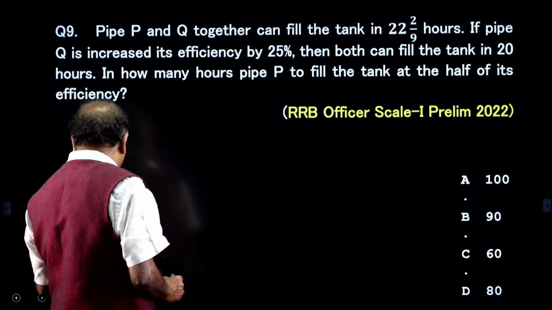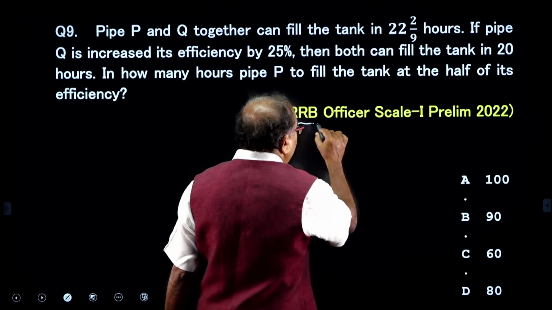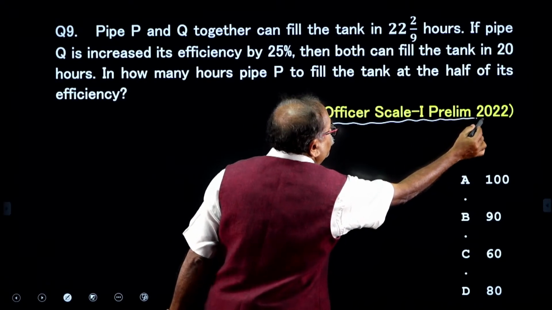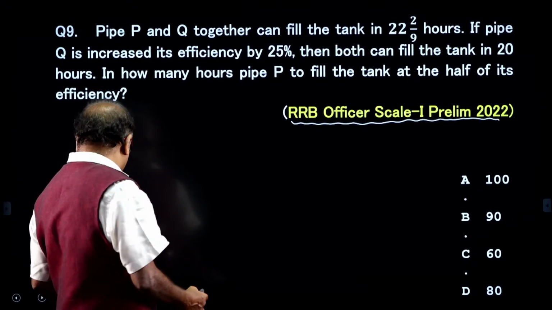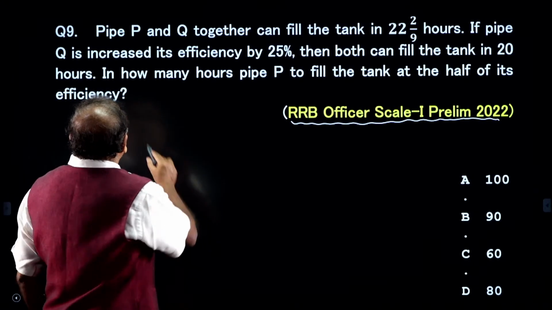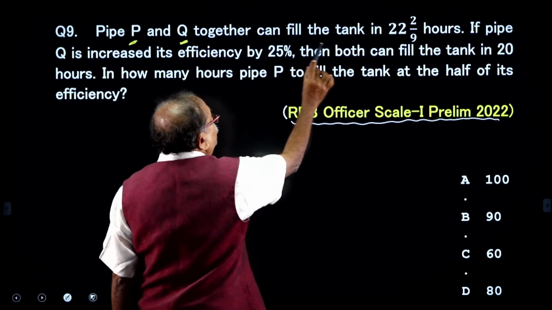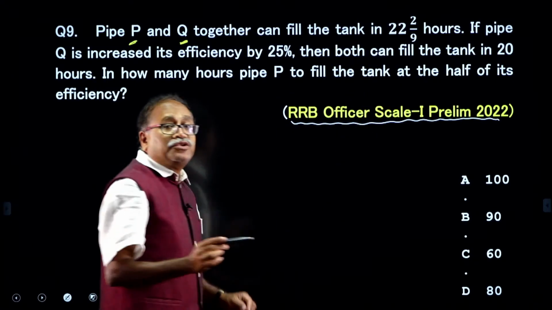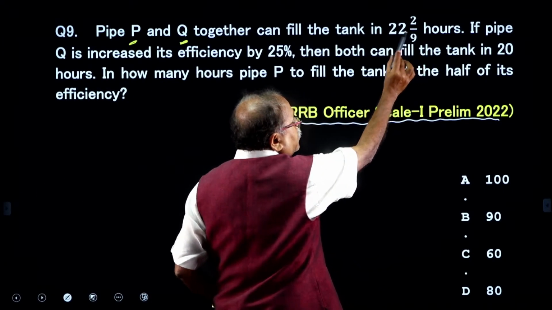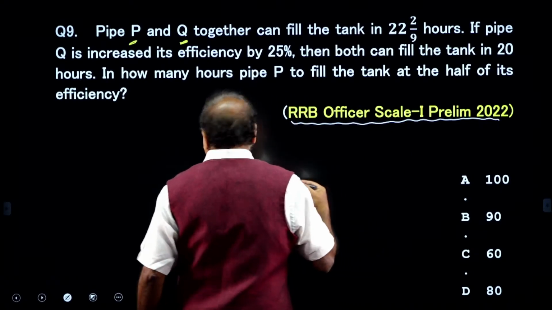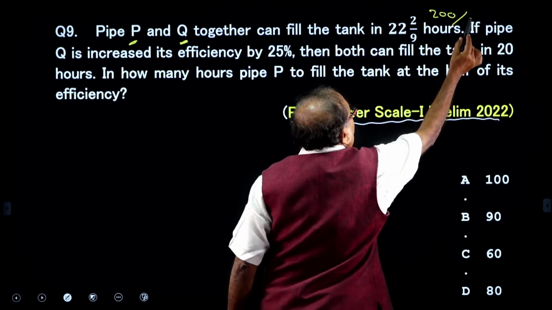You can see that this is a specific examination question, RRB Officer Scale 1 Prelim 2022. Let us work it out together. It says that pipes P and Q together can fill the tank in 22 2/9 hours. 22 2/9 hours is nothing but 200 by 9 hours.